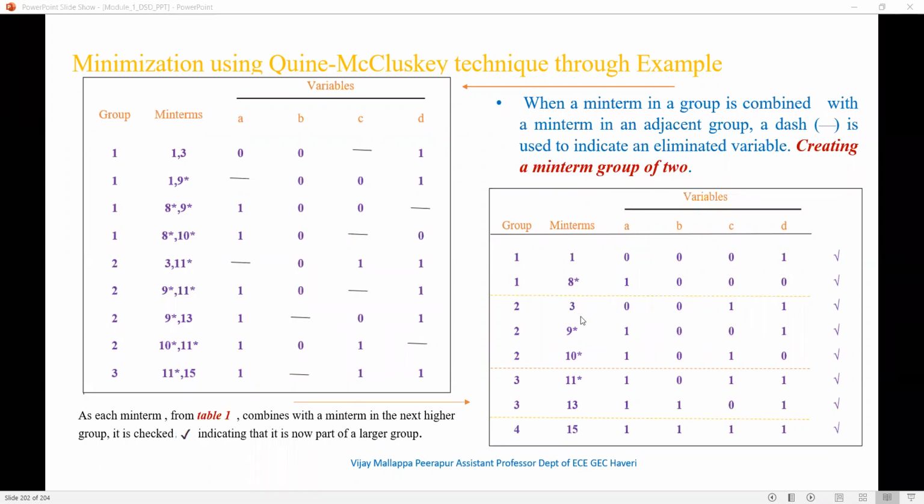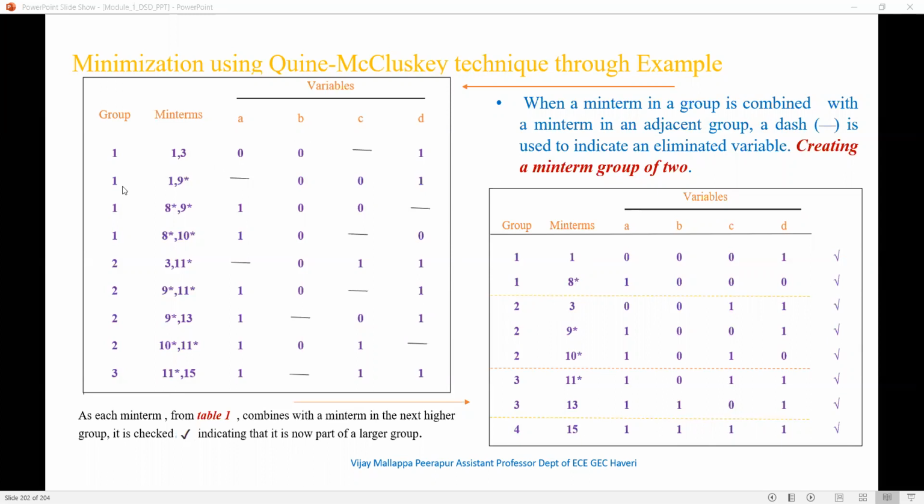We know that 1, 8, 3, 9, 10, 11, 13, and 15, all the min terms are included here, so that we have checked all those things, right? Next, from looking at the table of groups of two min terms, now see whether we can have a group of four min terms. Now you need to create a group of four min terms.